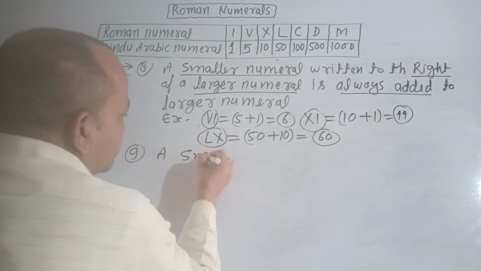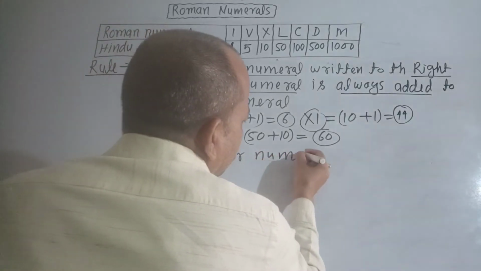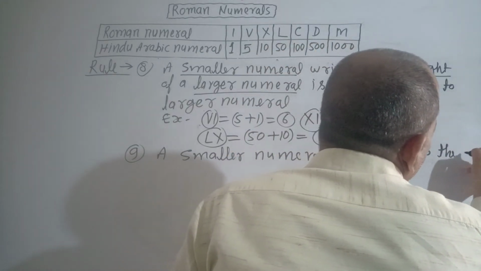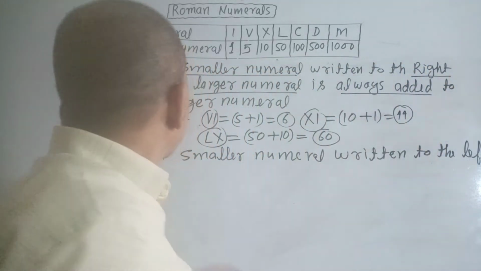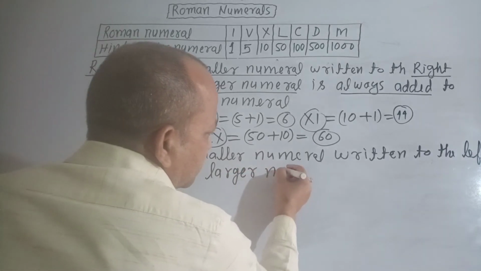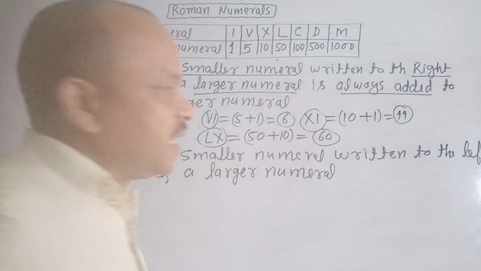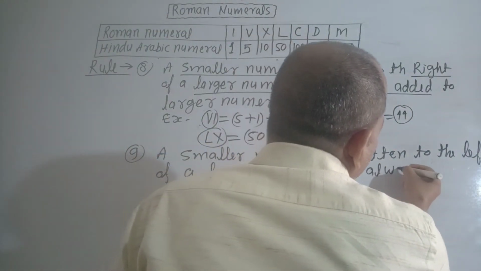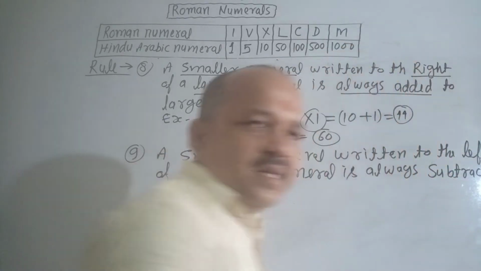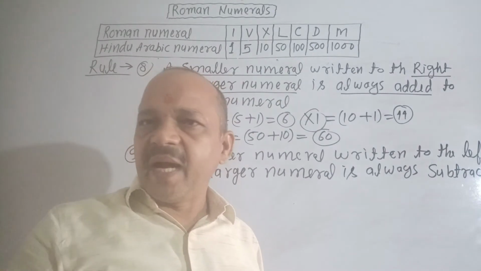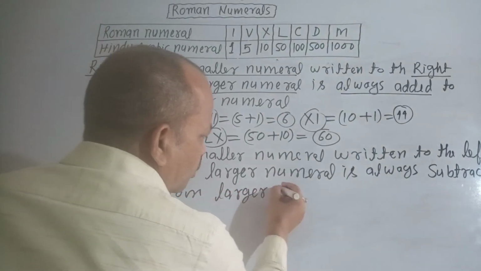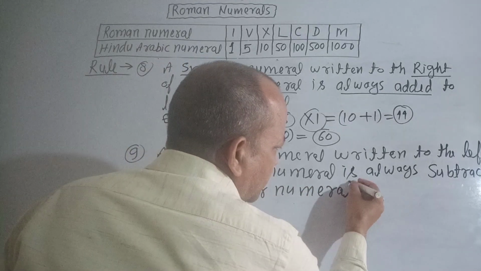A smaller numeral written to the left of a larger numeral is always subtracted from the larger numeral on the right side.